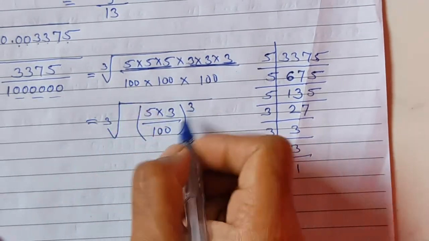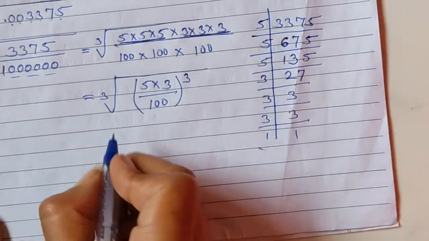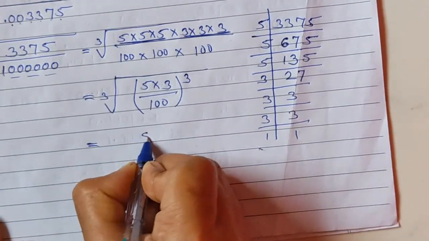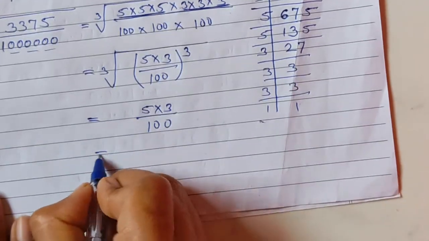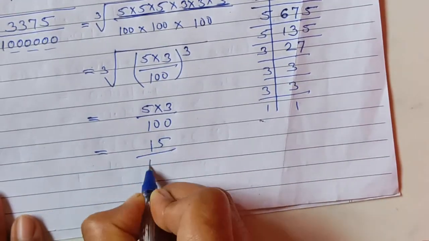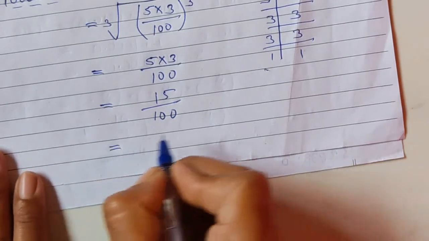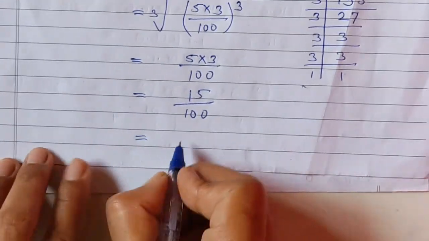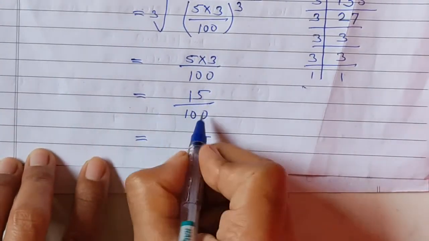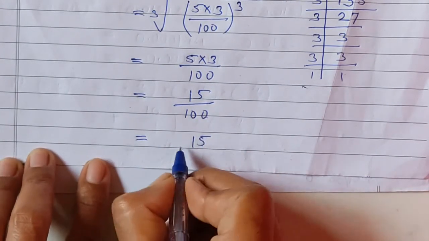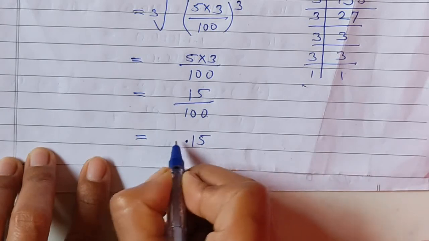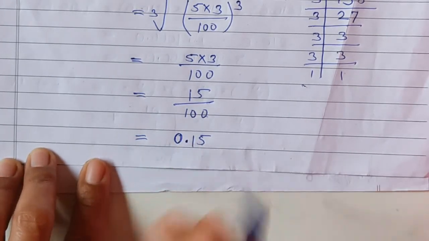Again this cube root and cube will get cancelled, and we will get only 5 into 3 divided by 100. So 5 3s are 15 divided by 100. If you convert it into decimal, we will take 2 decimal places. So I am taking this decimal point, and our answer is 0.15.